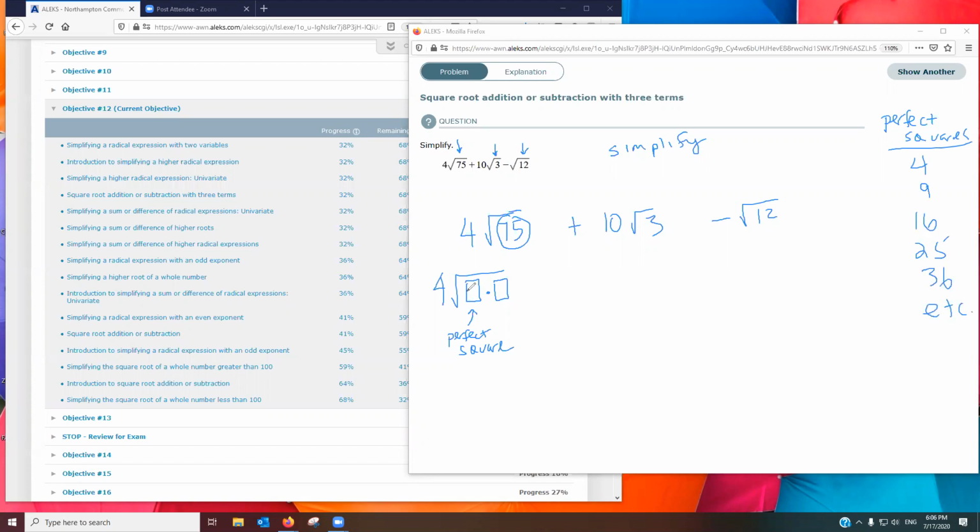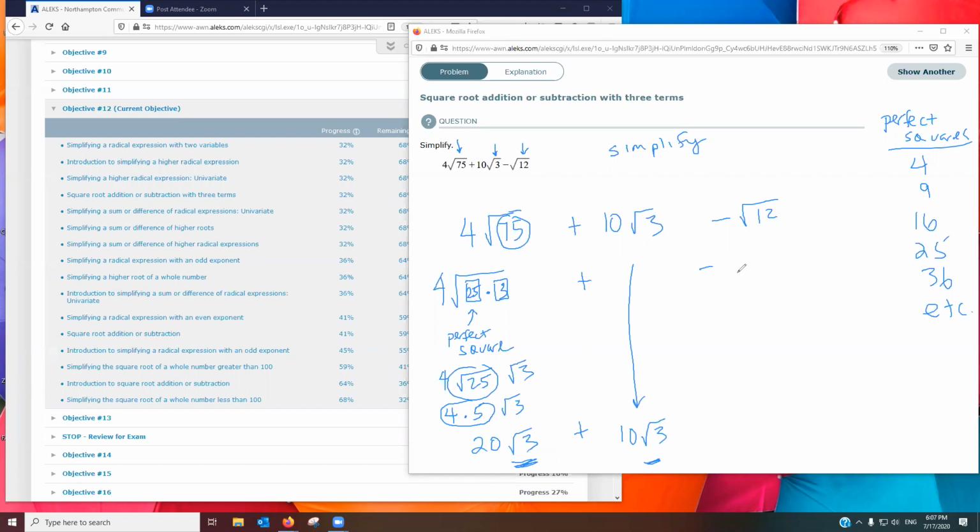Well, I know 75 I can write as 25 times 3. But I'm going to break it up to be 4 times the square root of 25 times the square root of 3. But I know the square root of 25 is 5, so this is 4 times 5 times the square root of 3. But 4 times 5 is 20, so this is 20 times the square root of 3. All right, well, I'm just going to bring this 10 square root of 3 down with me because now I do have the same square root parts here. I have a square root of 3 and a square root of 3.